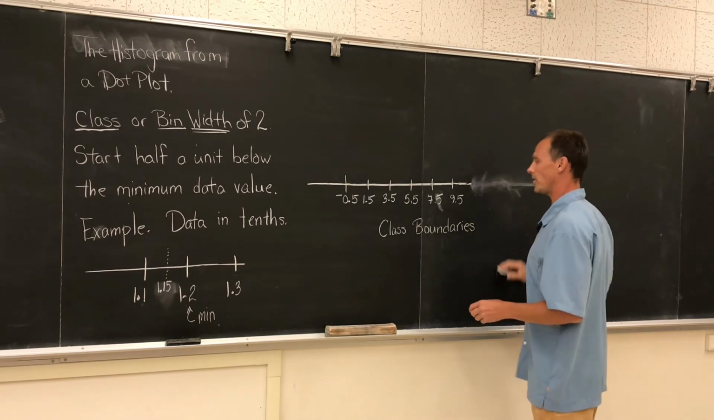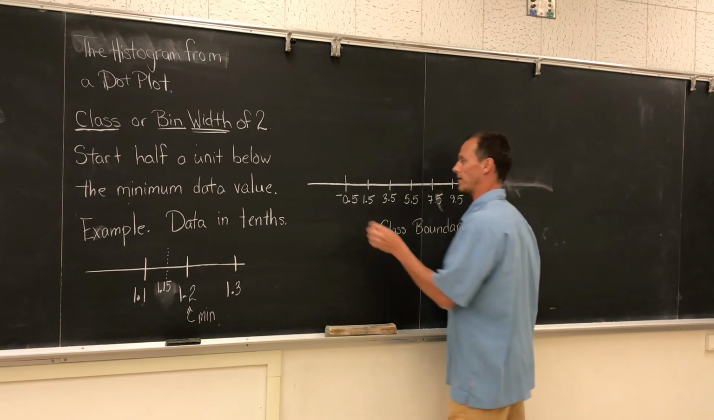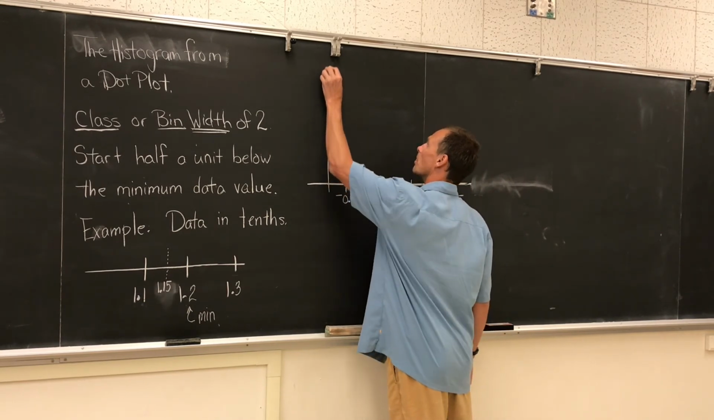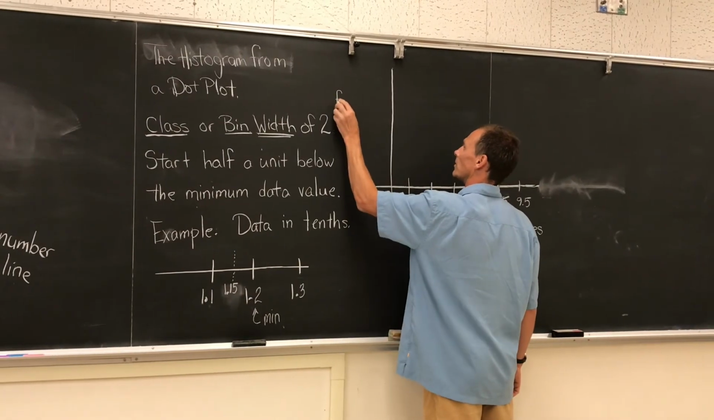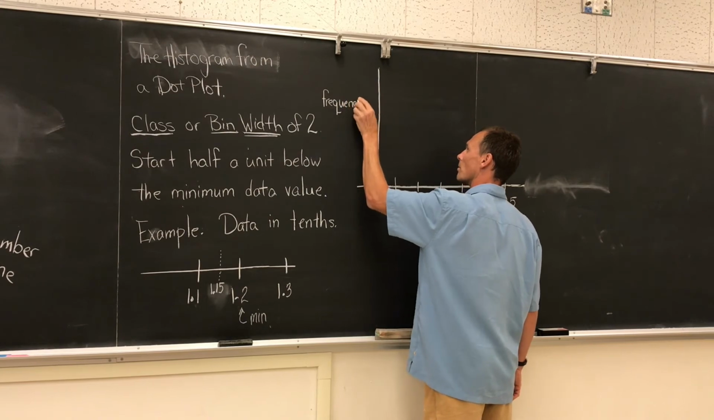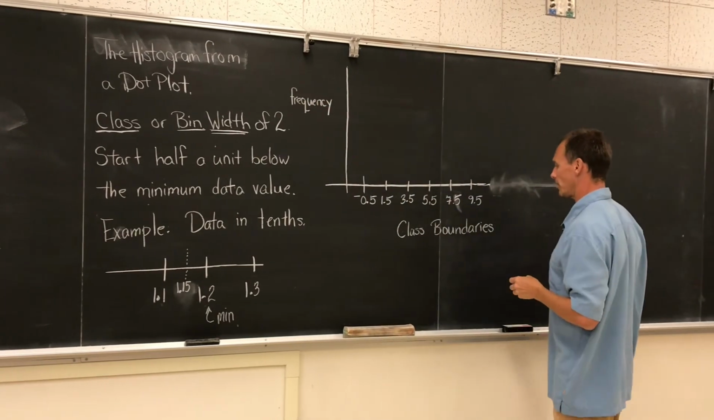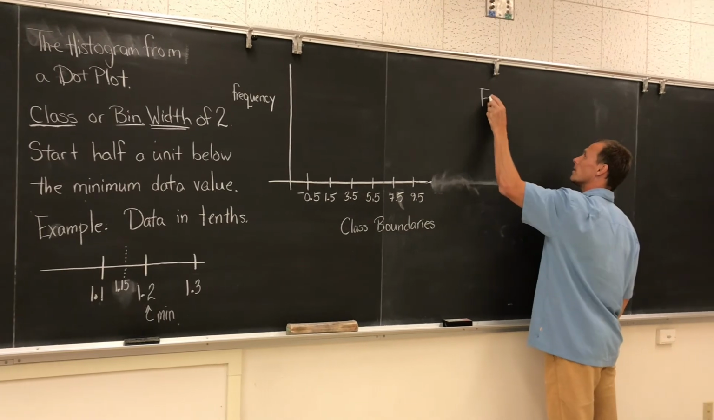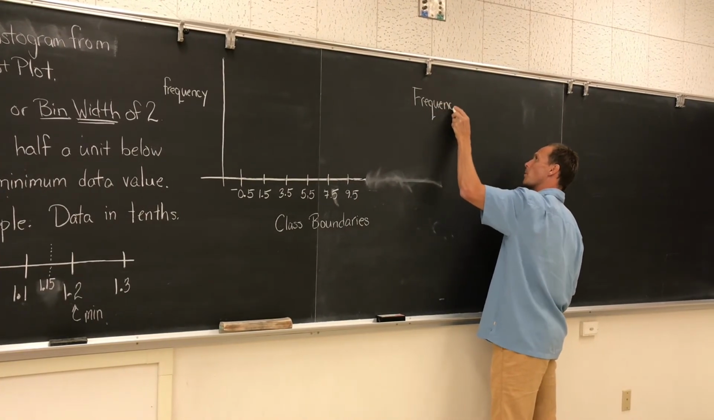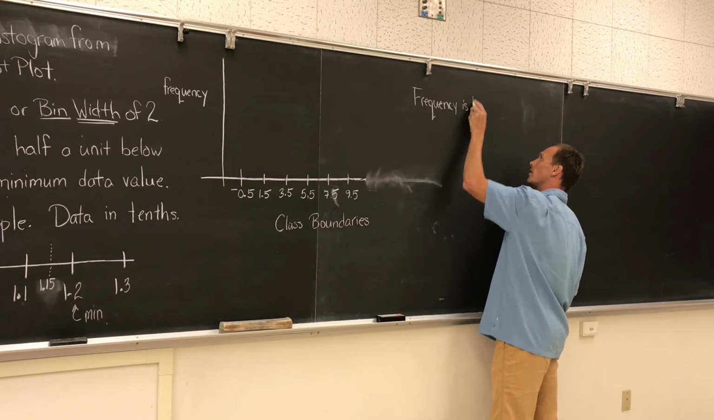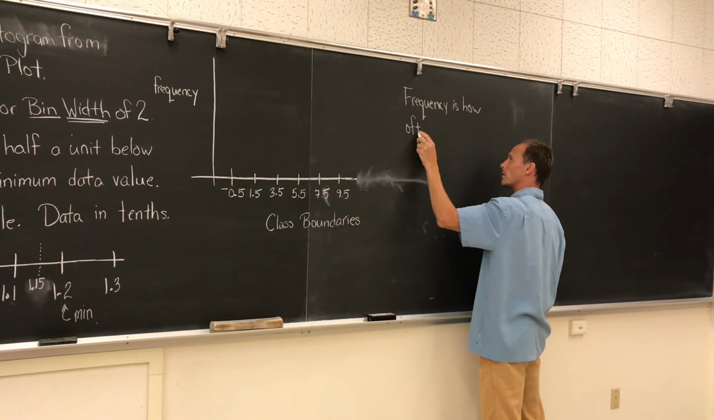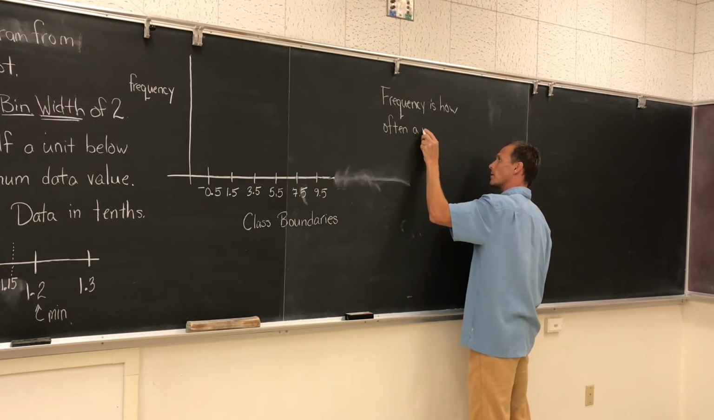Okay. So we also need a vertical axis this time. And the vertical axis, we'll put it here. The vertical axis is called frequency. Frequency is how often a value occurs.